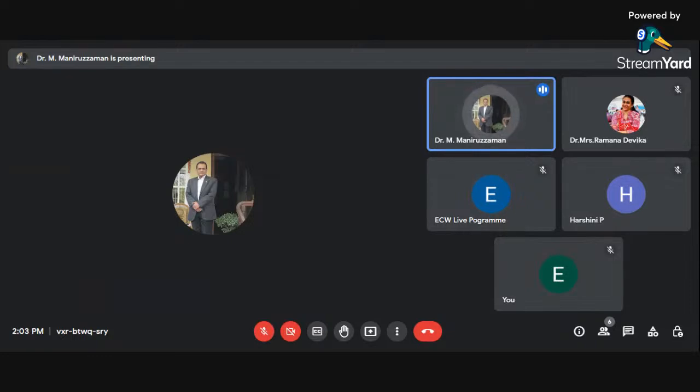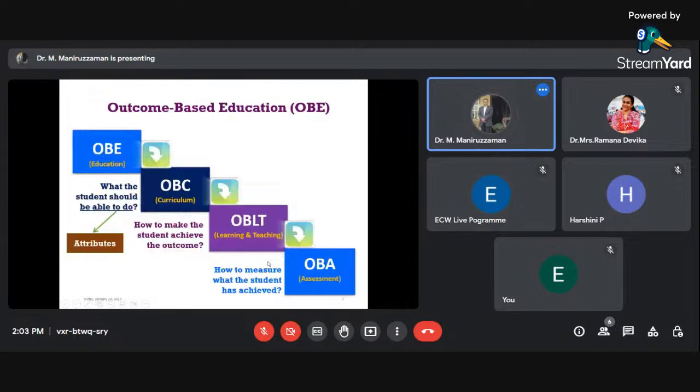Yeah, the curriculum means what the student should be able to do. And then learning and teaching, it means how to make the student achieve the outcome. And finally, assessment, that's how to measure what the student has already achieved.